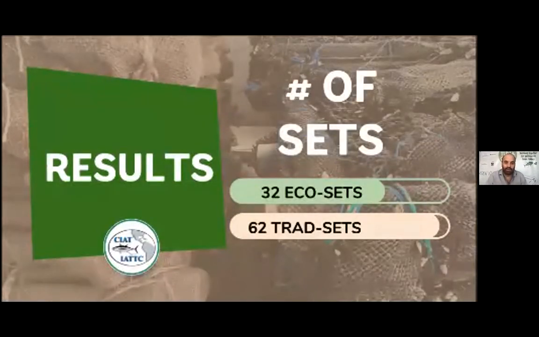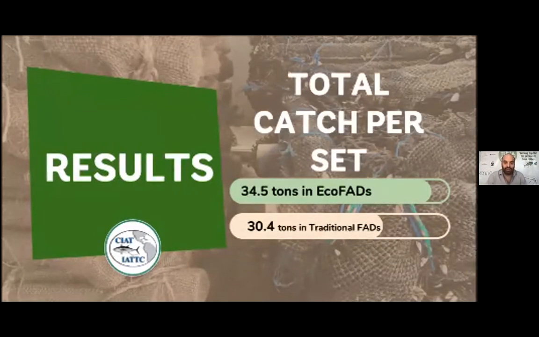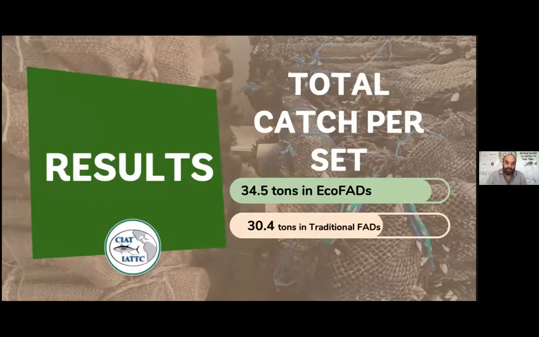To summarize, so far this is actually a wider work being carried out, and it's being taken care of by the analysts of the IATTC. But so far, we have 32 eco sets and 62 traditional sets, the paired control FAD. According to the results we have had so far, stated by the IATTC, in the case of eco FADs or degradable FADs, we have caught an average per set of 34.5 tons versus traditional FADs that in average have caught 30.4 tons. What is the sense of this? It's seeing if they are working, if they have the same effectiveness and efficiency to get enough catches in this sort of new type of prototype. And this was a main concern of the crew members and captains.